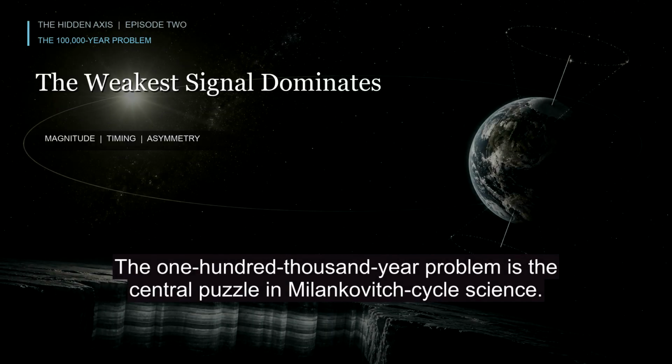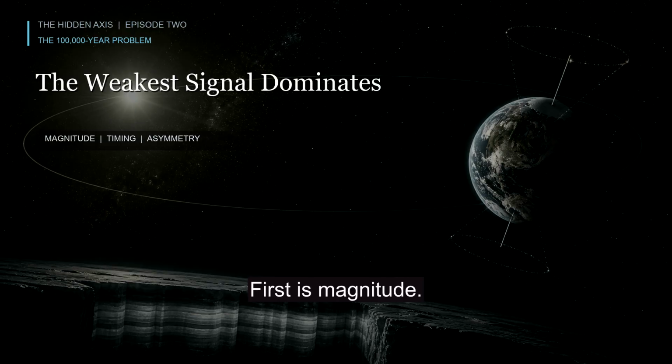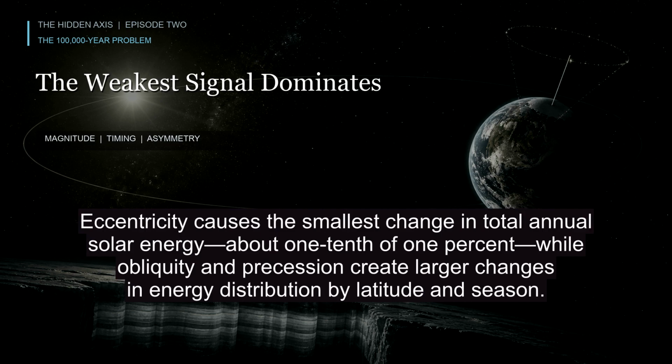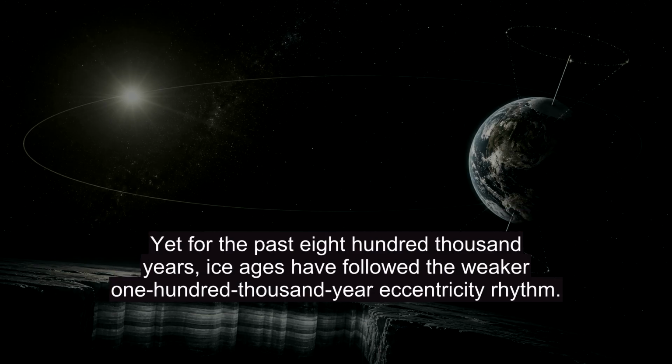The 100,000-year problem is the central puzzle in Milankovic cycle science. It has 3 parts. First is magnitude. Eccentricity causes the smallest change in total annual solar energy, about 0.1%, while obliquity and precession create larger changes in energy distribution by latitude and season. Yet for the past 800,000 years, ice ages have followed the weaker 100,000-year eccentricity rhythm.